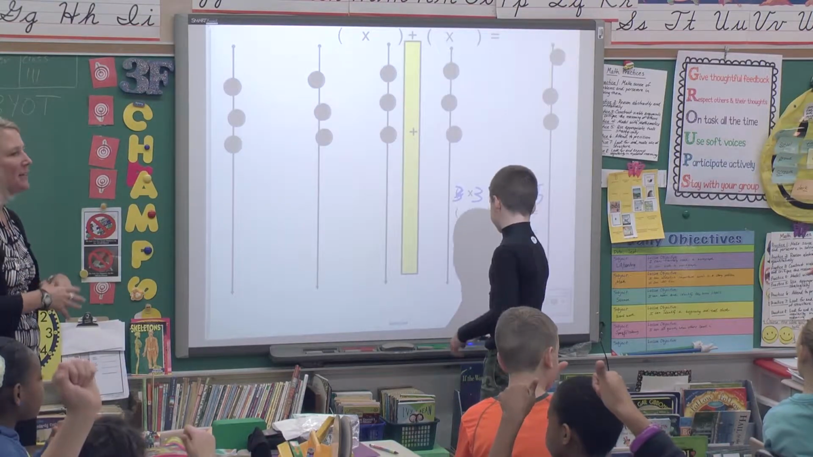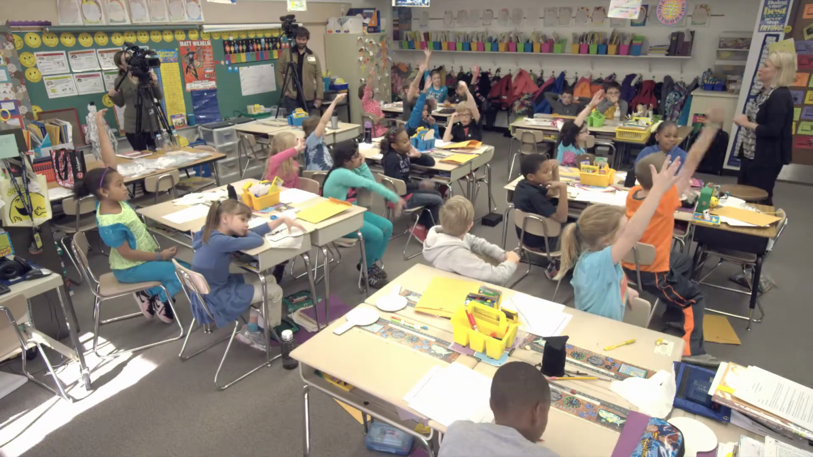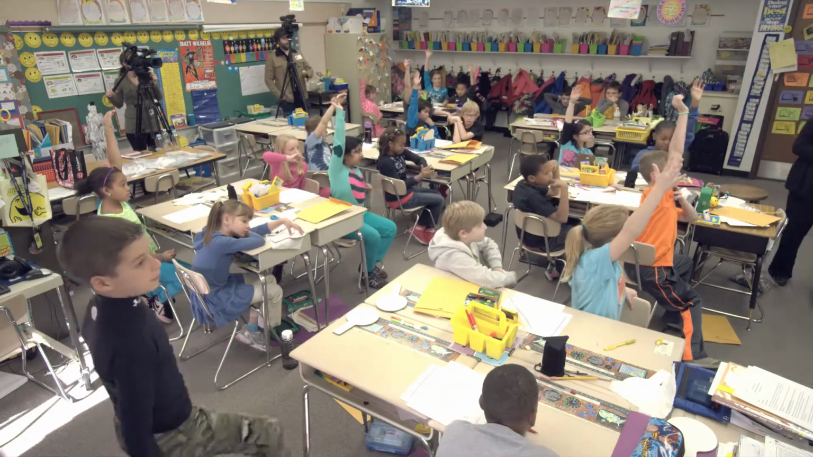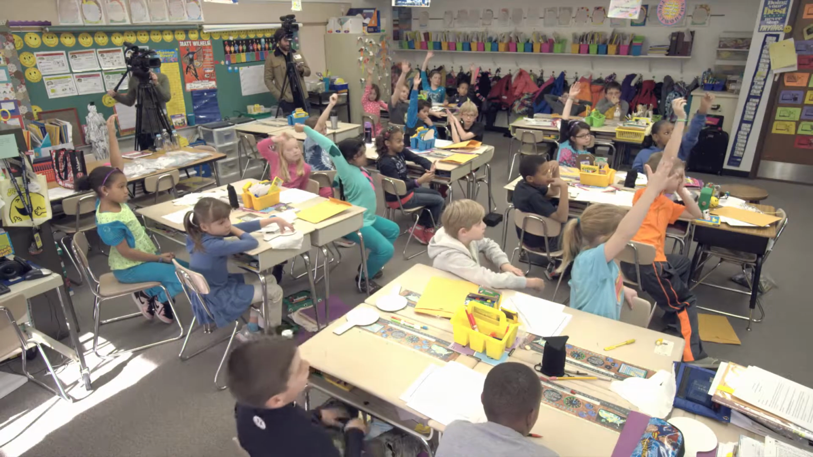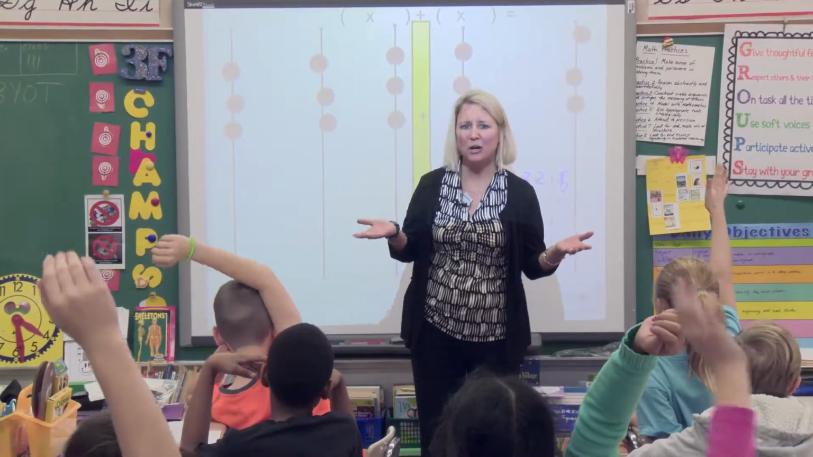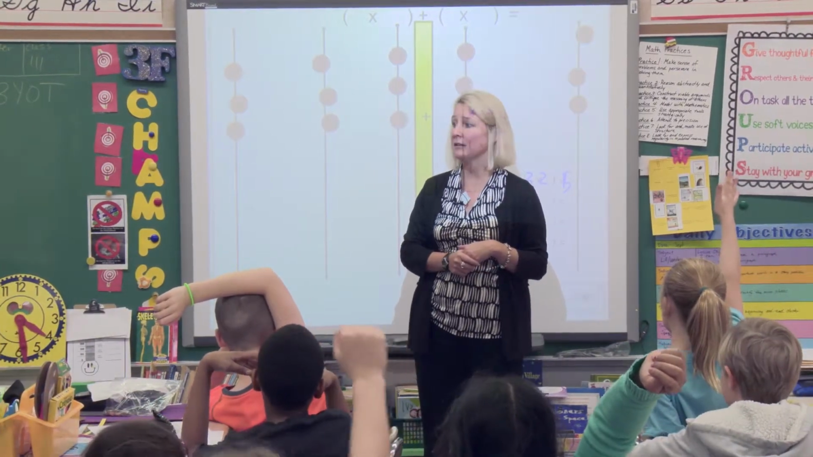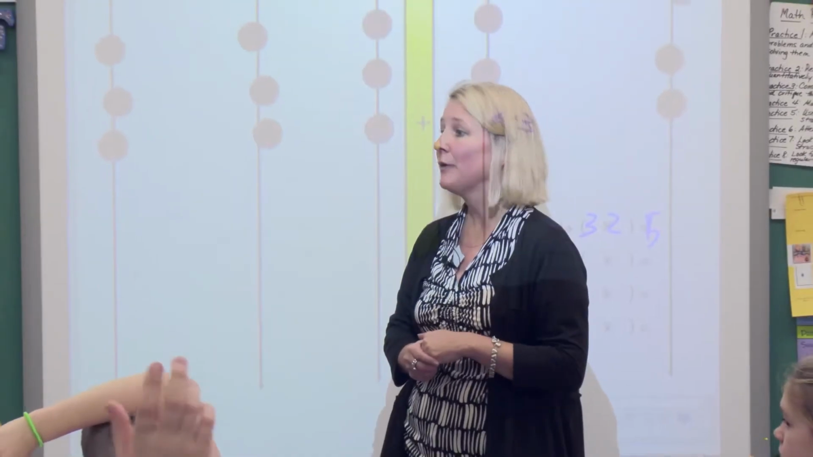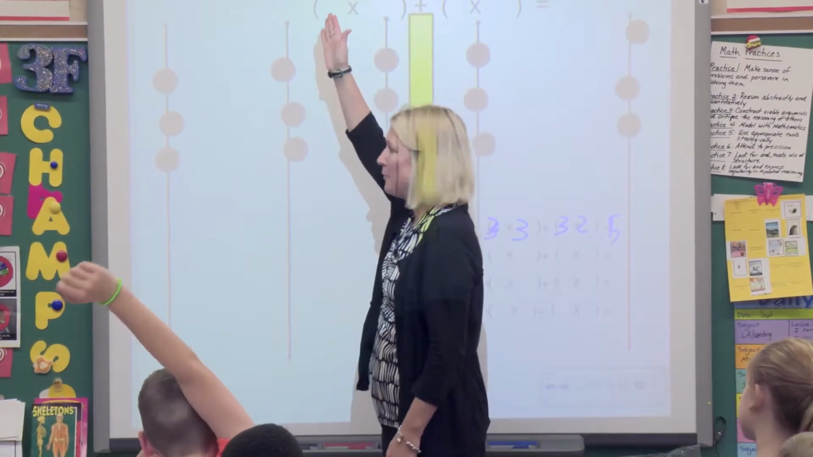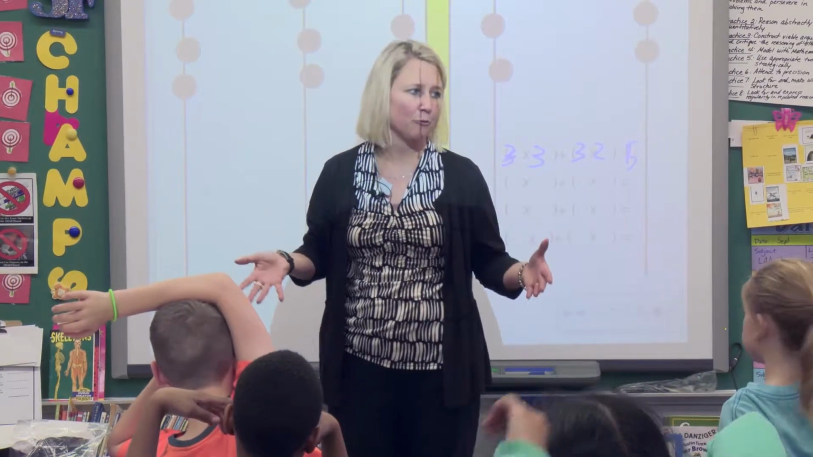Awesome. Is there somebody else who would like to move the yellow bar? How many think that moving the yellow bar is pretty cool, that it still works? Do you have to have a yellow bar, or can we just take a line and mark it through? You're right. We could just take a piece of paper, we could put a ruler, whatever we wanted to do to break apart an array.